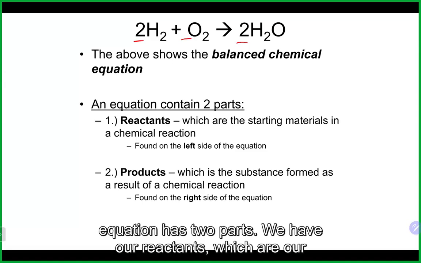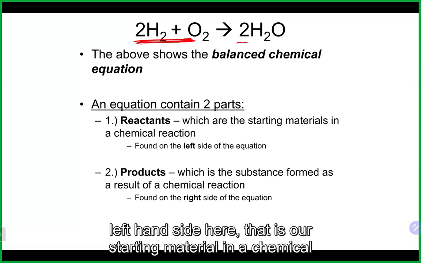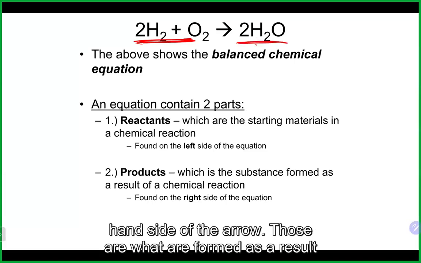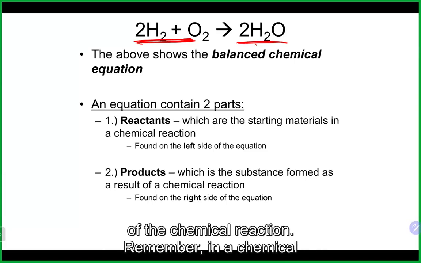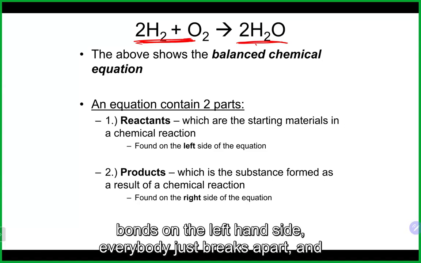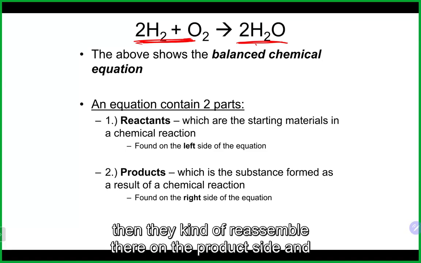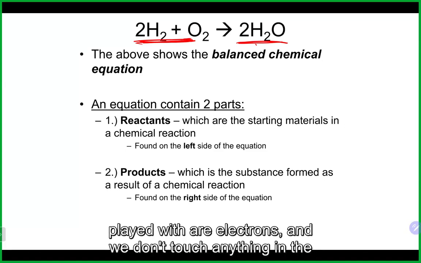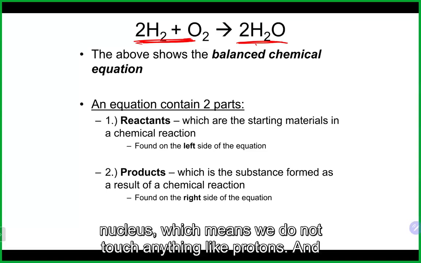A reaction or equation has two parts. We have our reactants, which are on the left-hand side here. That is our starting material in a chemical reaction. And then we have our products, which are on the right-hand side of the arrow. Those are what are formed as a result of the chemical reaction. Remember, in a chemical reaction, pretty much all the bonds on the left-hand side break apart, and then they reassemble on the product side in new compounds and make new bonds. The only thing that gets played with are electrons, and we don't touch anything in the nucleus, which means we do not touch anything like protons.